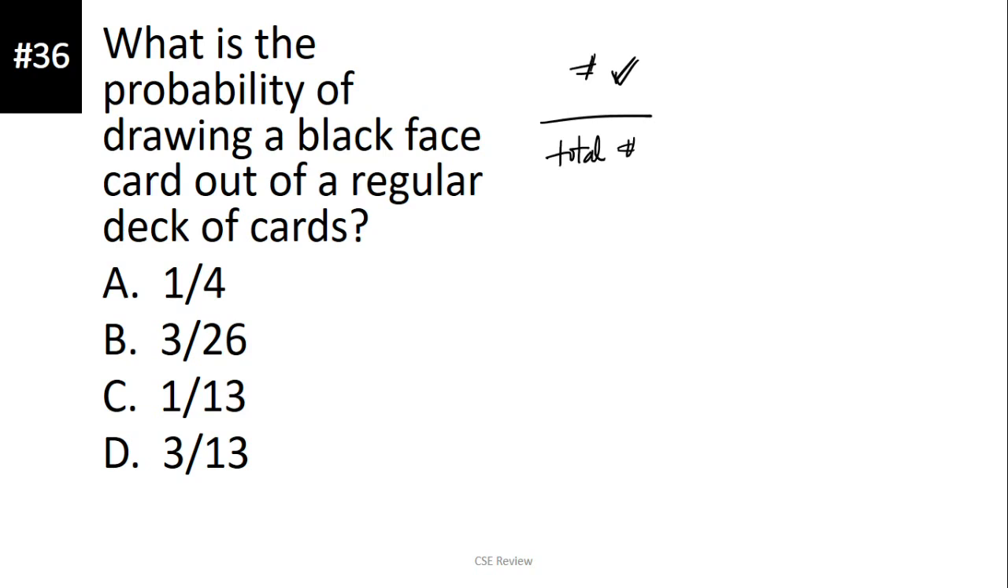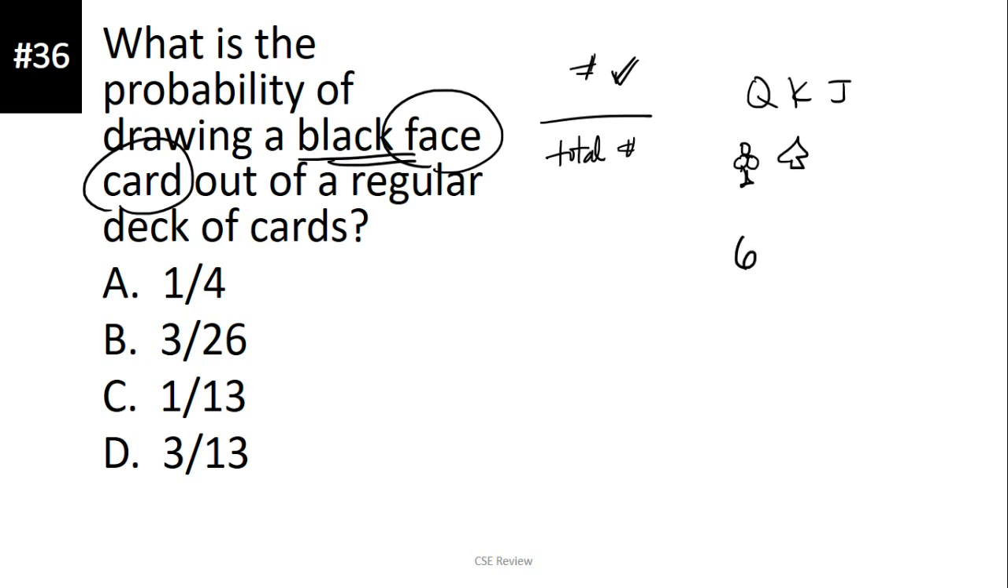Now, ilan ang papasa sa standard? Ang hinahanap natin is a black face card. So, ilan ang black face card sa isang deck? Ang face card is yung queen, king, and yung jack. Ano yung mga black? You have the clover or the clubs and the spade. Okay? So, merong 6 na cards. You have the queen, king, jack of clubs, and then queen, king, jack of spades.